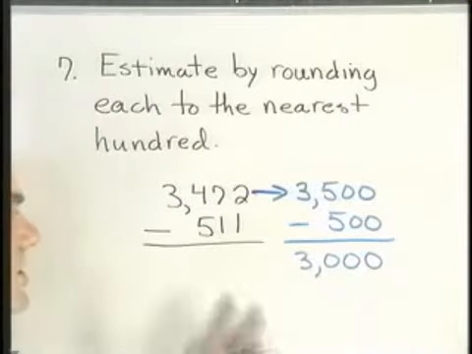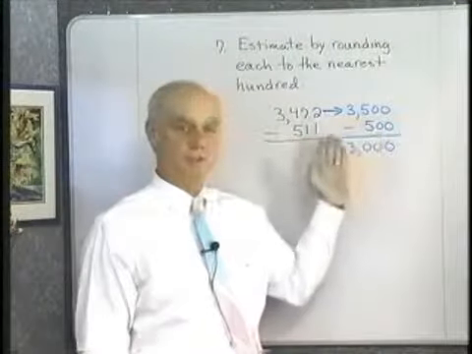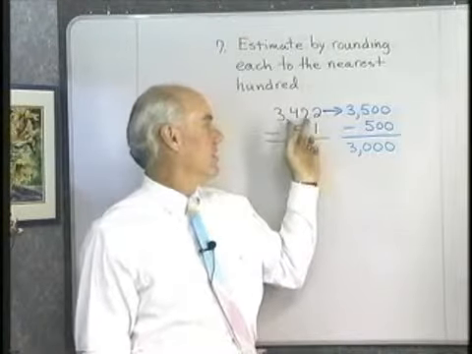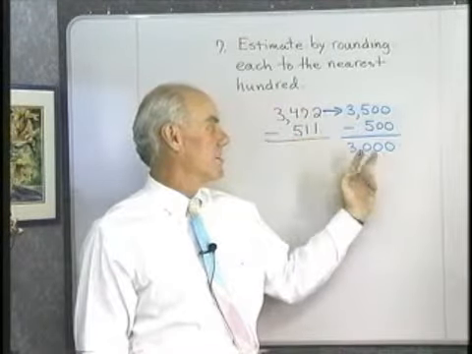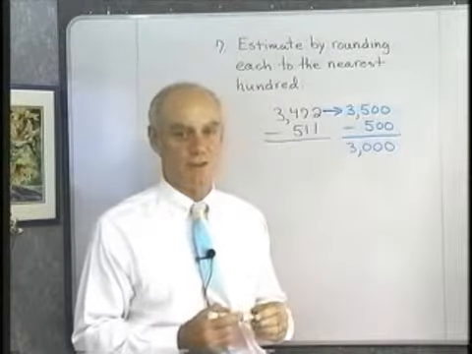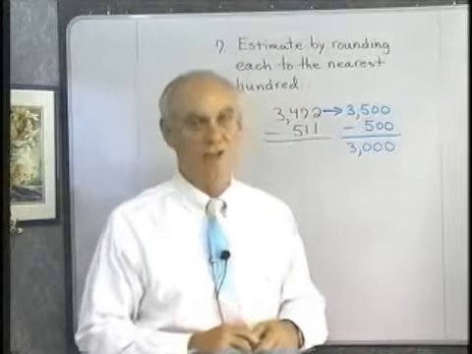So we can also use this idea of rounding here to do estimates for subtraction. So I've just rounded real conveniently right here. This to 3,500, this to 500. I subtract real quickly, and I realize that this answer is going to be somewhere around 3,000. So that's a look at subtraction of whole numbers.